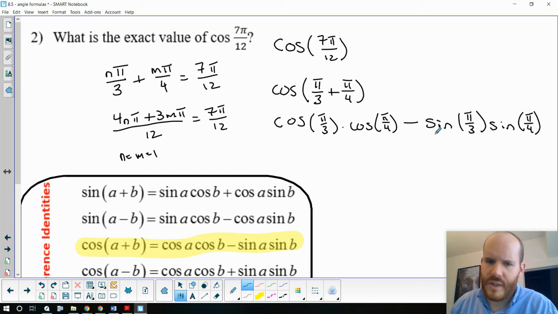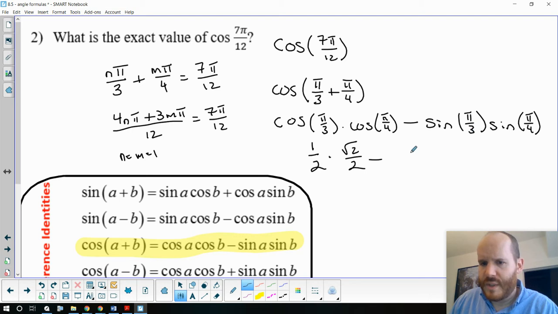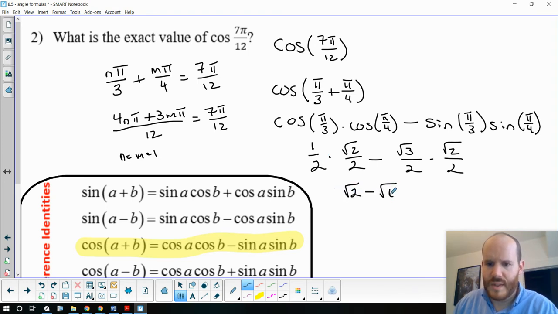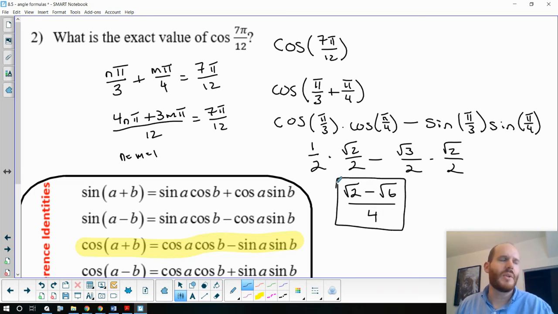Okay, these again are all special angles, so I do know those. They come from the unit circle. So pi over 3, if it helps to think of it in degrees, that'd be 60 degrees. Cosine of 60 is 1/2. Cosine of pi over 4 is root 2 over 2. Sine of pi over 3 is root 3 over 2. And sine of pi over 4 is root 2 over 2. So when I multiply these together, I get something similar to what happened in my last expression. I will wind up with the square root of 2 minus the square root of 6 all over 4. So it looks remarkably similar. And you'll see that patterning is very similar for sine and cosine for these angle sum formula applications.